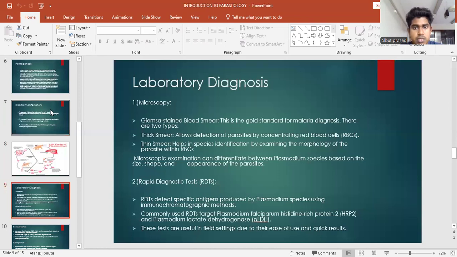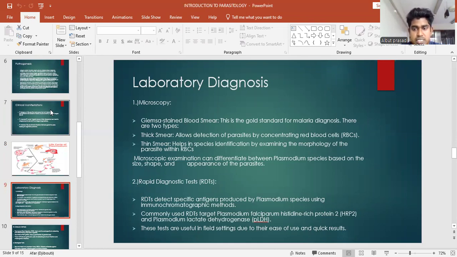Now let's look at the laboratory diagnosis. So first is microscopy, the Giemsa-stained blood smear. This is the gold standard for malaria diagnosis. There are two types, thick smear and thin smear. Thick smear allows detection of parasites by concentrating the red blood cells.